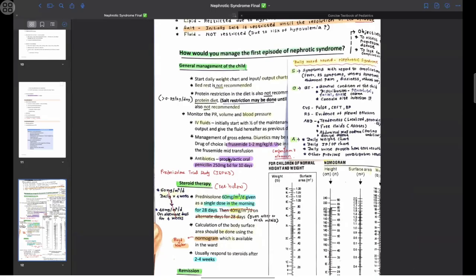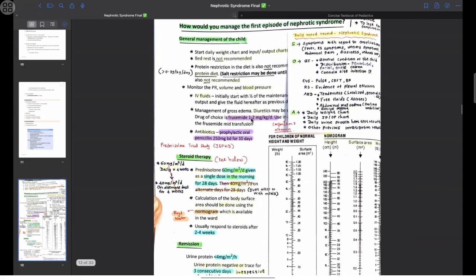Before that, I'll just say about the antibiotics we give. This prophylactic oral antibiotic, we give penicillin 250 milligrams BD for 10 days. We give that because, like I said, in the proteinuric phase, sometimes there can be infection. At the same time, we want to cover for the other part as well. Okay, we'll come to this later.